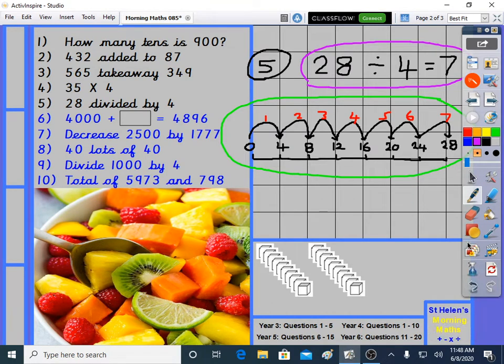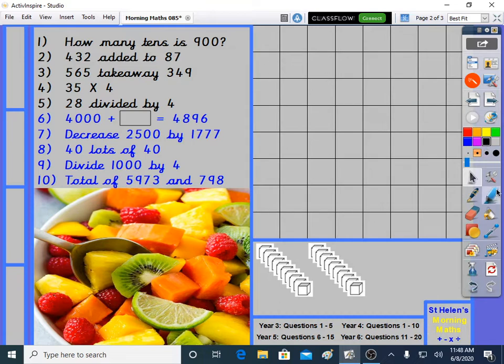Let's go on to the year 4 level questions, question 6 next. 4,000 plus something equals 4,896. We've done a lot of these now, haven't we? 4,000 plus a mystery is 4,896. Well, the 4,000 is already in the answer, but the 896 that's in the answer, none of that is there.